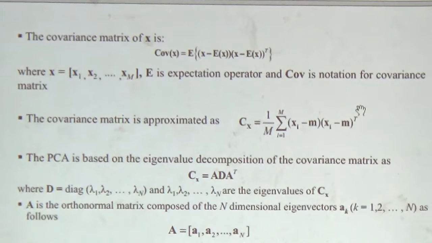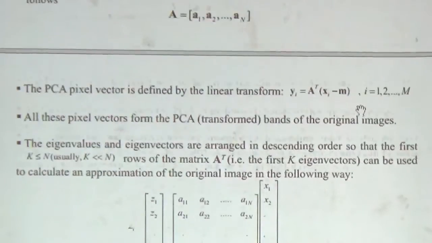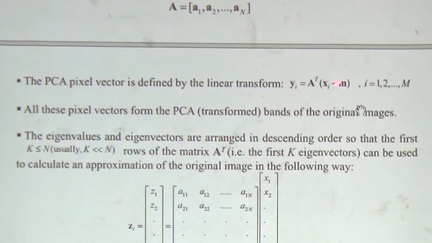That is, you have decorrelated vectors which you will obtain by multiplying A with the mean subtracted data vector xi. So this is the linear transformation. So you calculate the eigen decomposition of Cx and you find the eigenvectors of the covariance matrix. You arrange the eigenvectors along the rows. Okay, this is A transpose. So arrange the eigenvectors along the rows and multiply that matrix with the mean subtracted vectors. So i goes from 1 to capital M.